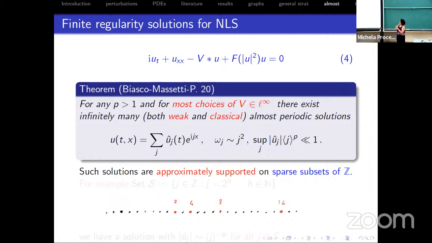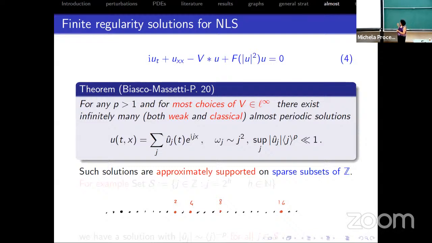Take your nonlinear Schrödinger equation with the external parameters. Now fix any number p larger than 1. For most choices of these parameters, remember that the V are a list Vj, and for most choices of these parameters in L infinity, so very low regularity potential, there exist infinitely many almost periodic solutions. Among these I can find classical, regular solutions, but I can also find solutions which I know are not classical, by which I mean they cannot be C2.